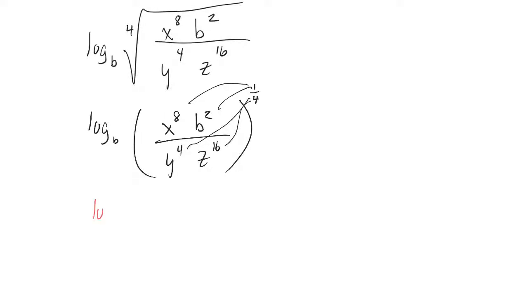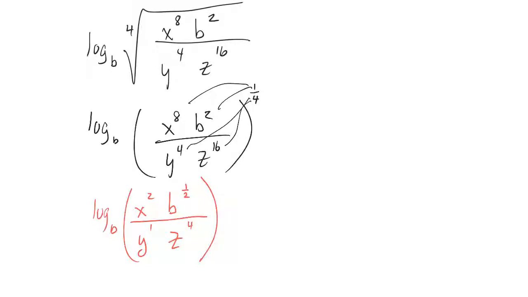So I'd have log base b of 8 times 1/4 would be 2, so x squared. b squared times 1/4, 2 times 1/4 would be 2 over 4, or that'd be 1/2, I think. b to the 1/2. y to the 4th times 1/4, that would just be 1. And 16 times 1/4 would be 4, so it'd be z to the 4th. Okay, hopefully that makes some sense for you.